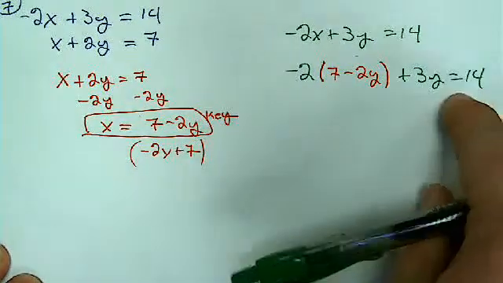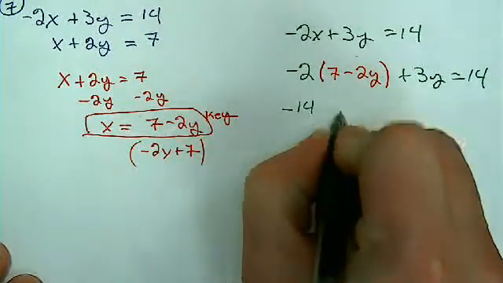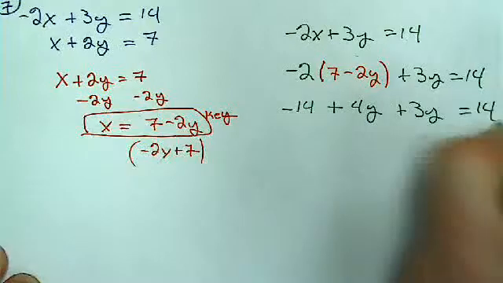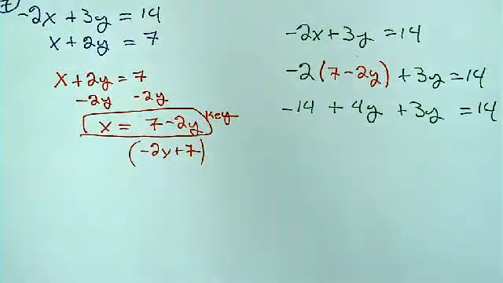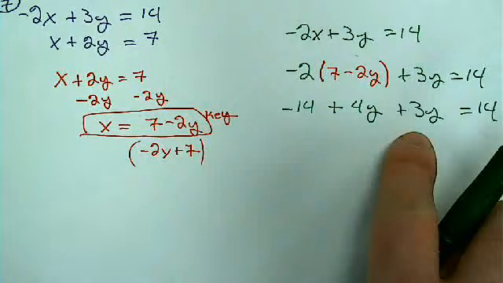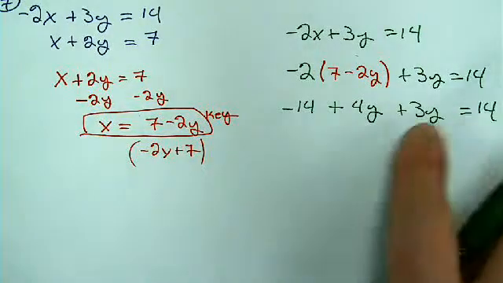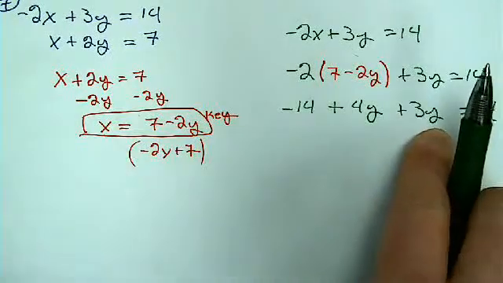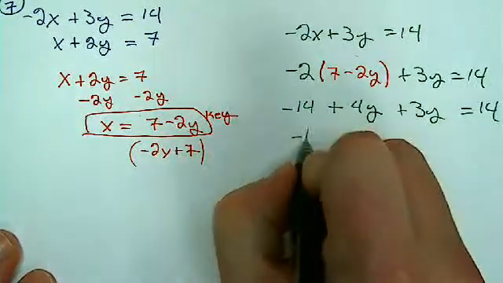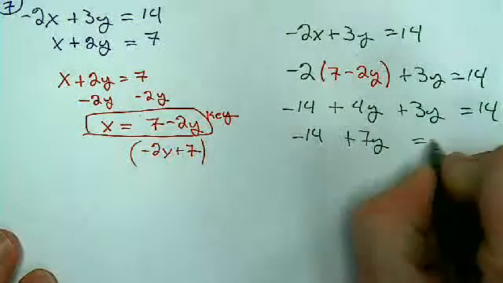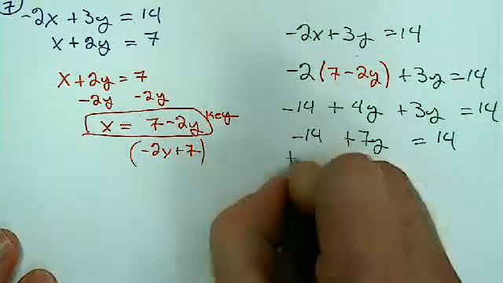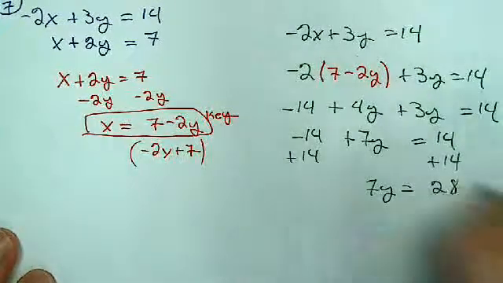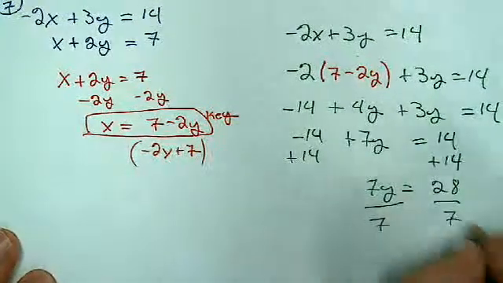So I can go ahead and clean this side up. So negative 14 plus 4y plus 3y. Most of the mistakes I see in this are tied to, what was I going to say here? Watching the signs here. That's where the mistakes are going to happen. So now when I can combine like terms, I get negative 14 plus 7y is a positive 14. Add 14 to both sides. 7y is 28. Divide by 7. Y is 4.